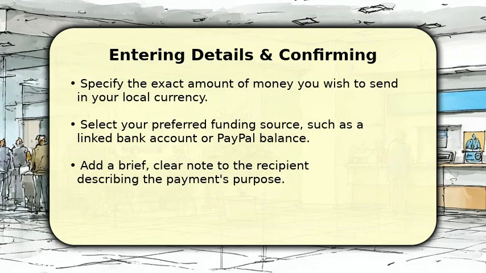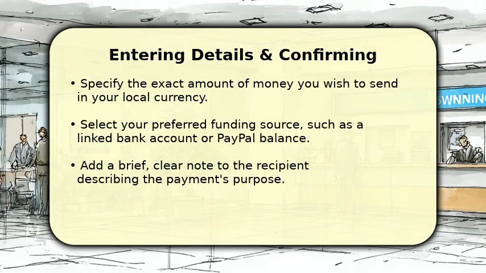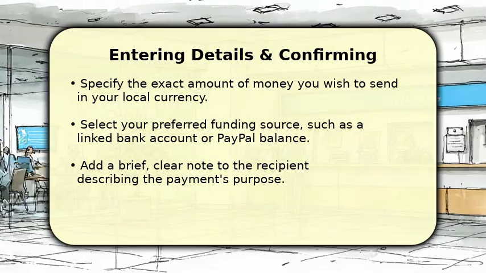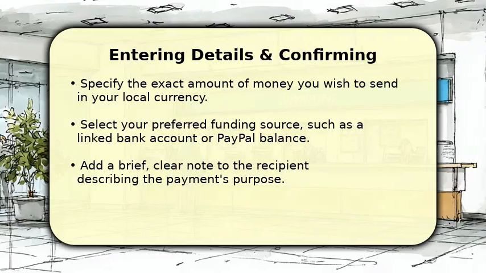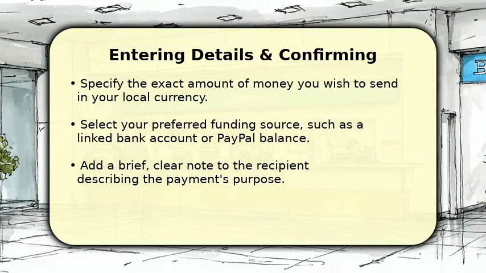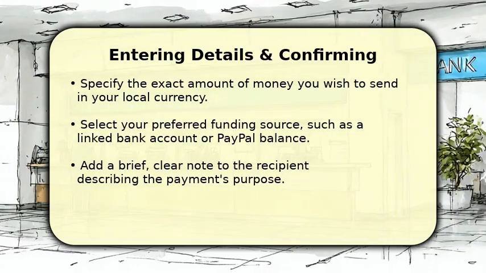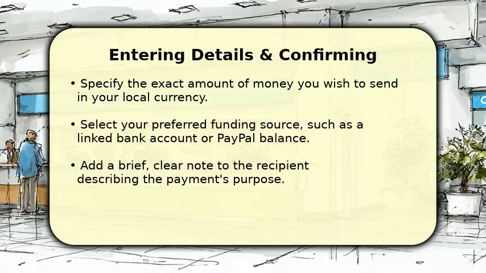Choose your desired funding source, like your linked bank account, a debit card, or your existing PayPal balance. You can also add a brief note, perhaps mentioning birthday gift or shared expenses, to clarify the payment's purpose. Review these details carefully to ensure accuracy.